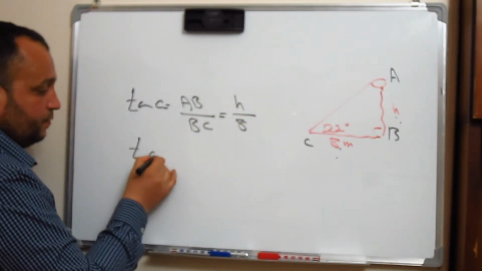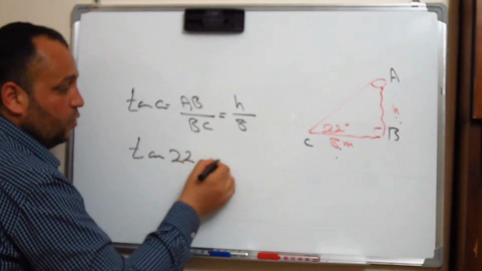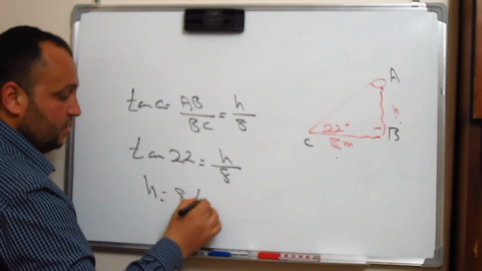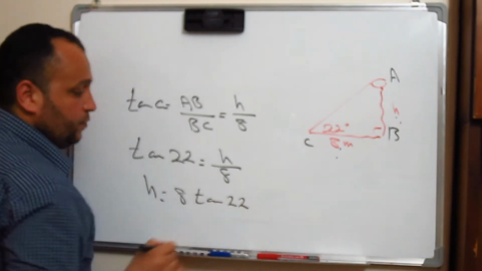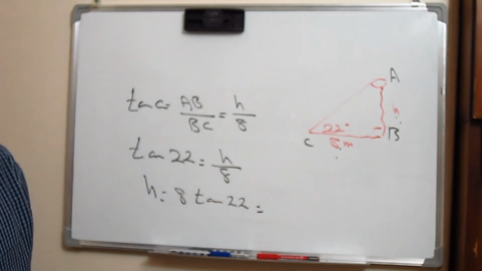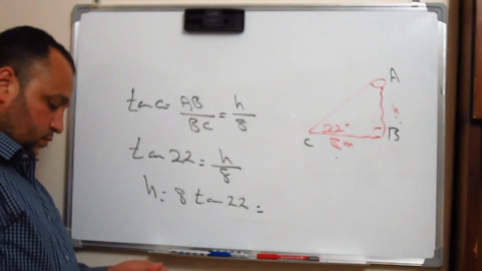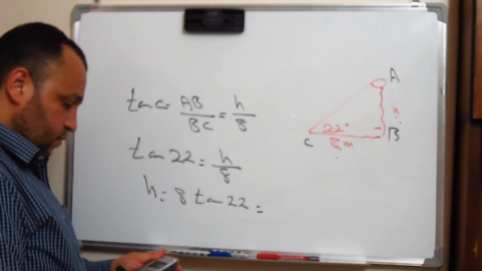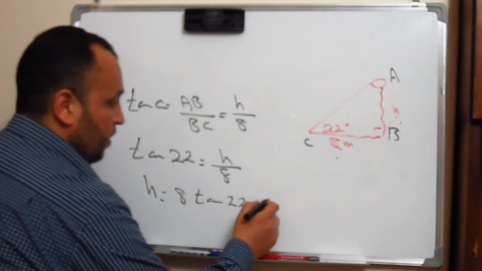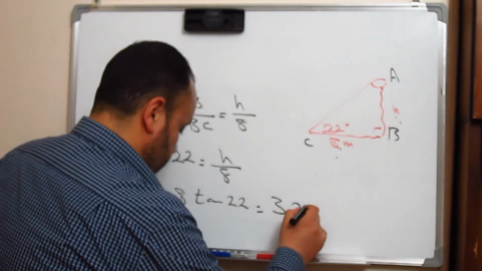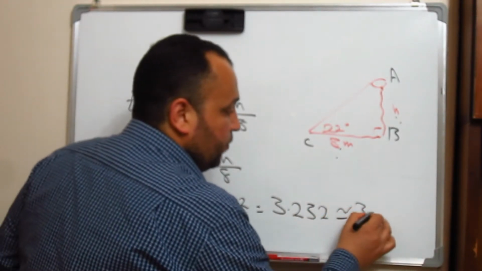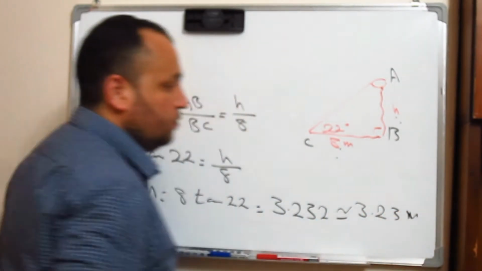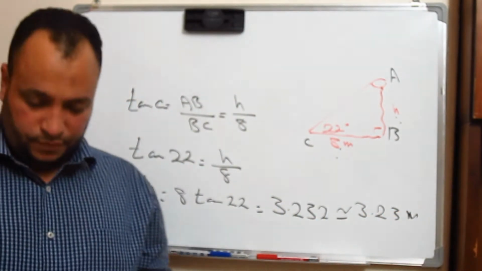يبقى tan 22 equal H over 8. find the height. ال height equal 8 tan 22. 8 tan 22 calculator. 8 tan 22 equals 3.23 the hundredth meter. نشوف السؤال اللي بعده.